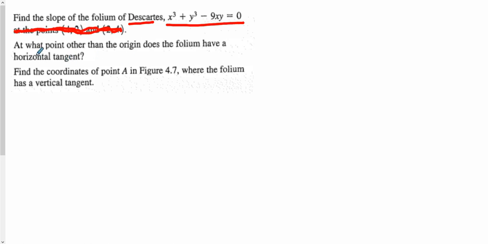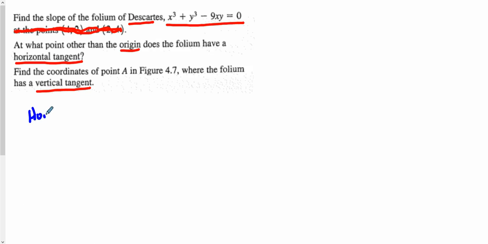What we want to figure out is where there are horizontal tangents, besides the origin, on this curve. All right, and then we're going to figure out where there are vertical tangents. Where do we have a vertical tangent on this curve as well? Okay, and so to do that, we have to understand how to find vertical and horizontal tangents.